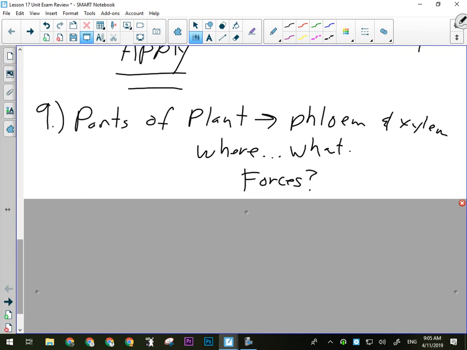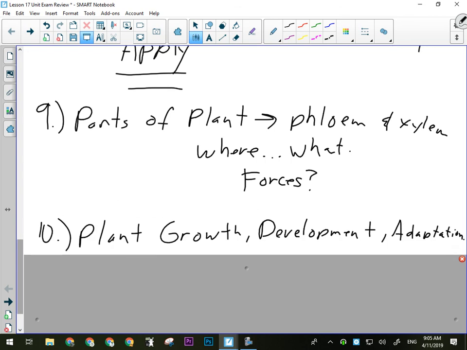Okay. What forces are involved? Also something we need to know: phloem and xylem. We've already talked about that. Okay, plant growth, development, and adaptation. Right, we talked about that as well.